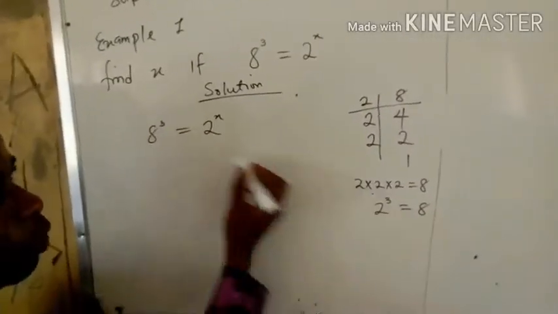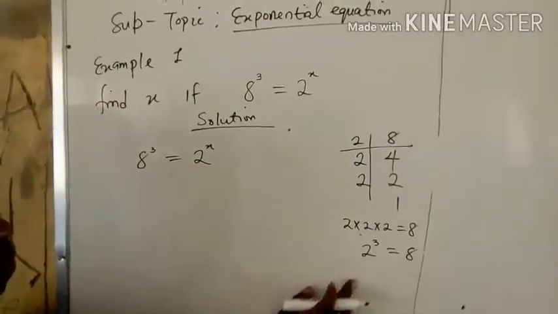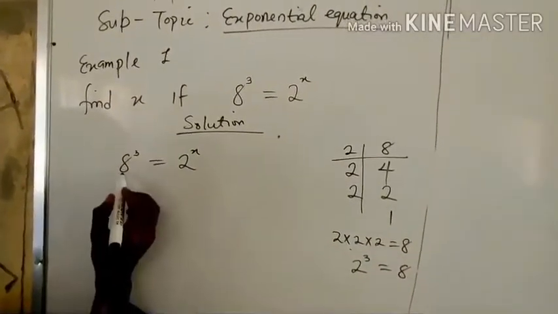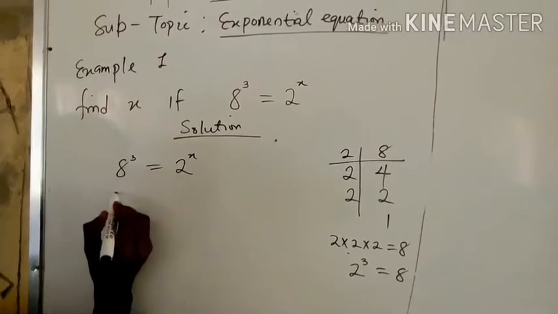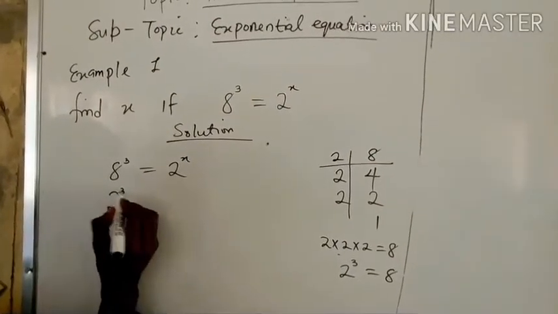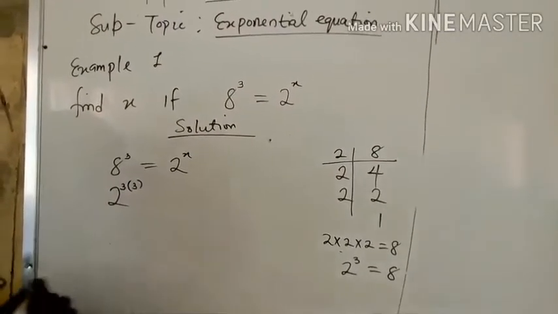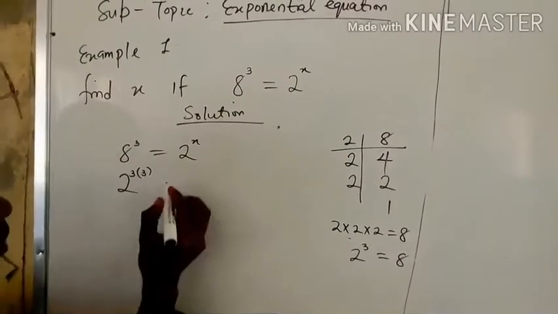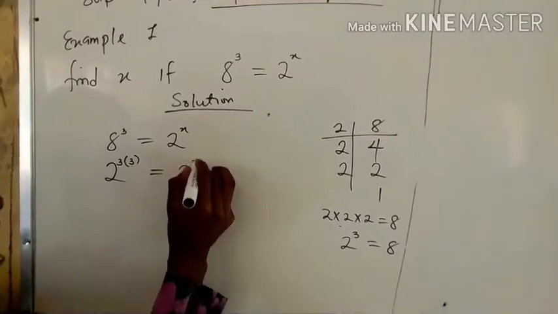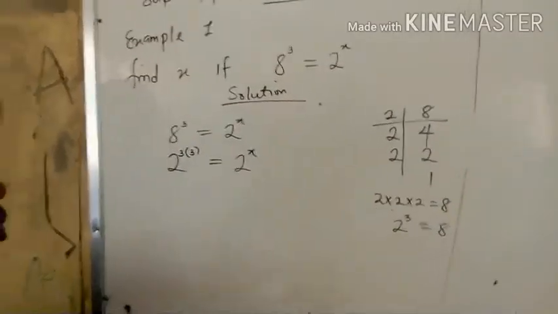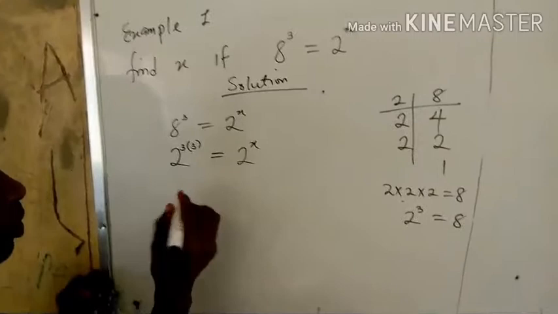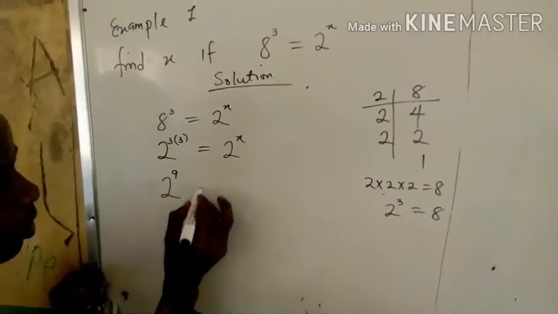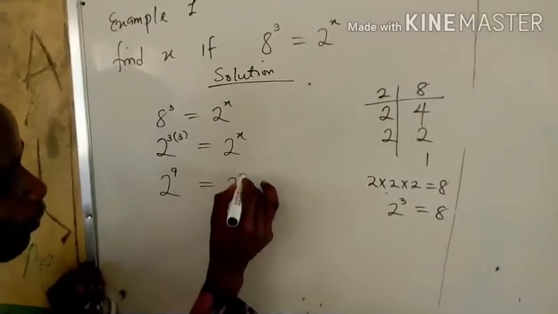So we want to write this statement. The base now will be equal, this 2 and this 2. Remember that 2 raised to the power of 3 equals 8. So for us to write this 8 raised to the power of 3, we'll put 2 raised to the power of 3, open bracket, 3, because this 3 represents the initial 3 here. So this is equal to 2 raised to the power of x. Now the base are equal. You say 2 raised to the power of 3 times 3, you get 9. This is equal to 2 raised to the power of x.